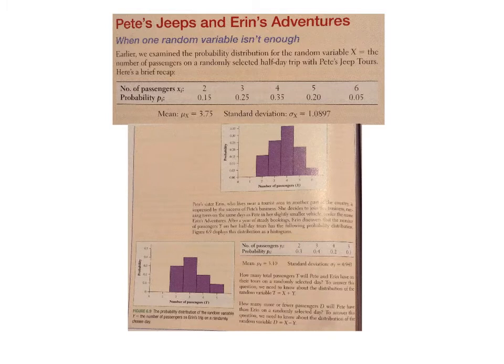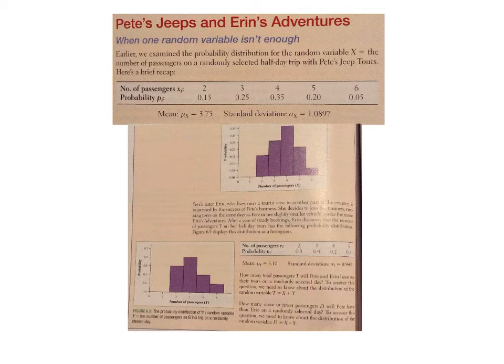So now let's take a look at what happens when we decide to combine random variables. Again, we're back to Pete Jeep Tours. On the top, we've got his probability distribution for his number of passengers, his mean being 3.75 and his standard deviation being 1.089.